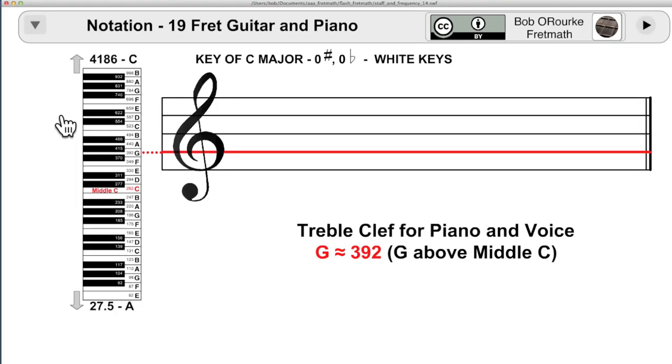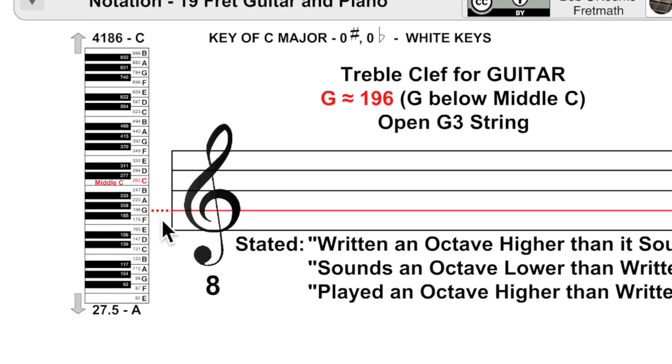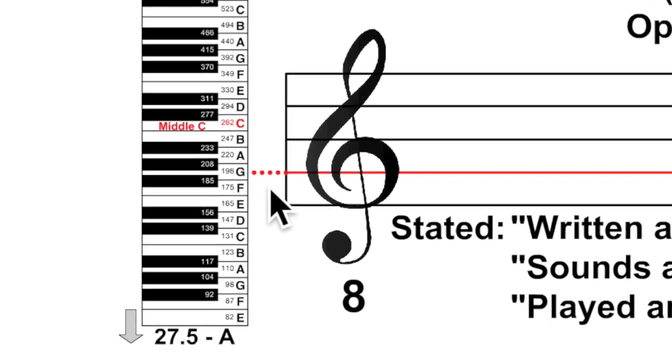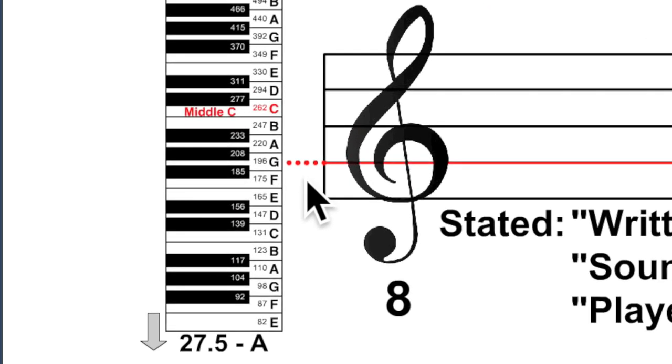For piano and vocals, the G clef on the staff represents G above middle C, and that's a frequency of about 392 cycles per second. For the guitar, it'd be about 196 cycles per second, and that's a perfect fourth below middle C. The treble clef for the guitar should have an 8 written underneath it to indicate it's an octave lower than the treble clef for the piano. Sometimes it does and sometimes it doesn't.